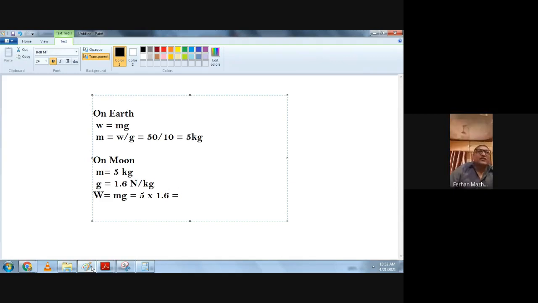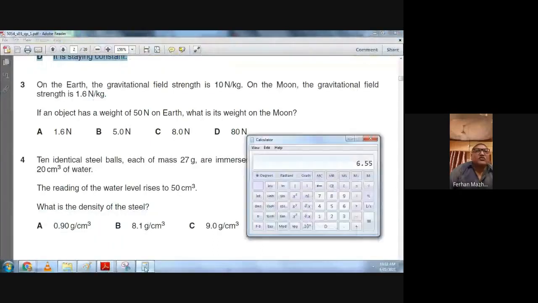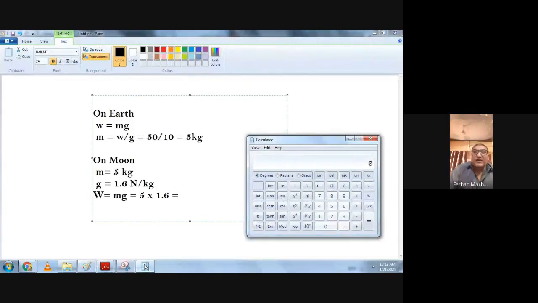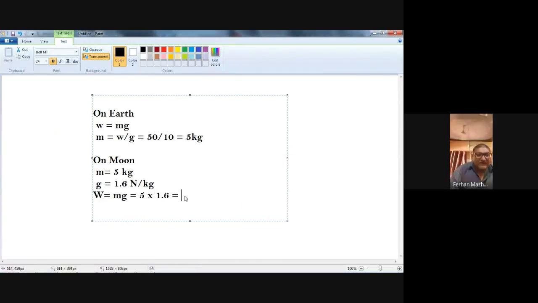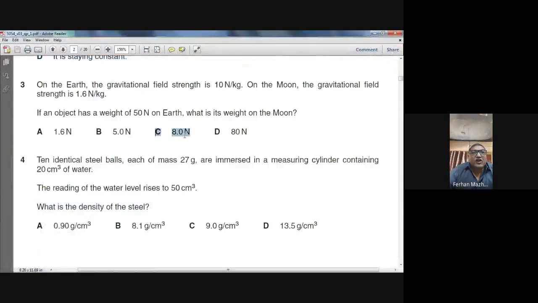So by using the calculator, I can easily find the value. Let me check if I have put the g value correctly. Yeah, that's correct. 5 multiplied by 1.6 is 8 Newton. So on the Moon, the weight will be 8 Newton. This is how you will solve this numerical. This is the answer, 8 Newton. So let me check what are the options. 8 Newton, C is the option.